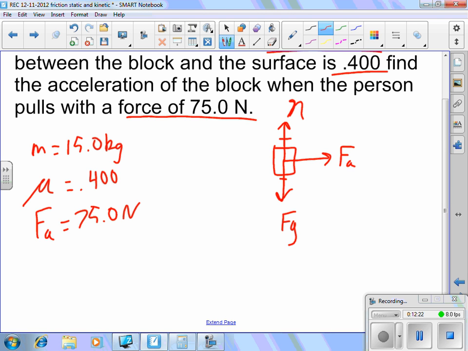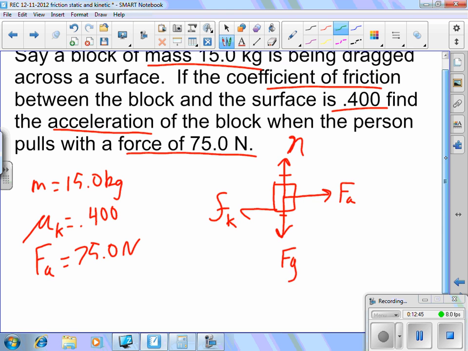And now it's accelerating. So now we can answer the question: is this static or kinetic friction? Clearly it's kinetic because it's in motion. So I'll draw in my friction arrow. And by the way, it's always drawn where the contact with the surface occurs, so it's on the bottom in this case. I can now look at this and figure out what I'm trying to find out: the acceleration.